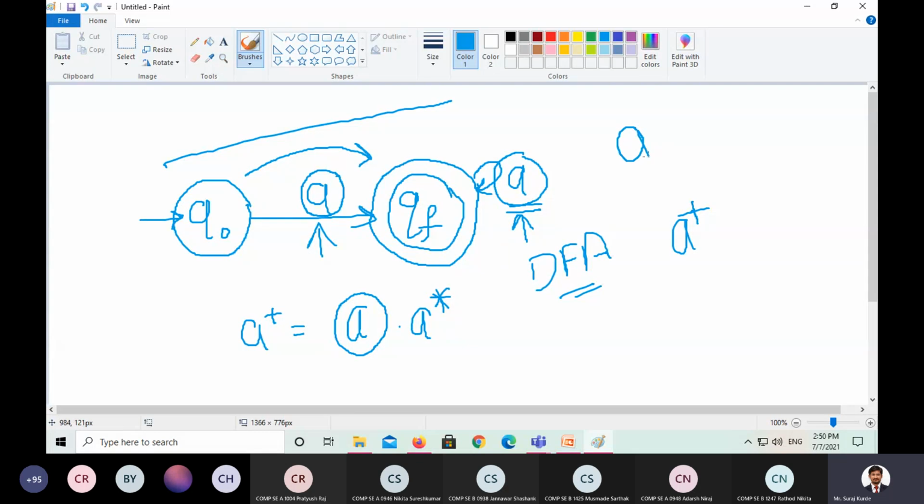When the language is A only, the first example which we have seen, L is equal to A, the second state QF will not have a self loop. You can check that in your notebook. We did not draw a self loop on the final state. There was only one transition, Q0 to QF, and the input was A. So two states, one input, one transition. Here, as plus is there, we have the self loop on A. That is the difference. I hope it is clear to all. If anyone has any doubt, please ask.